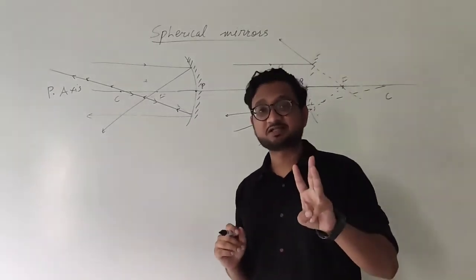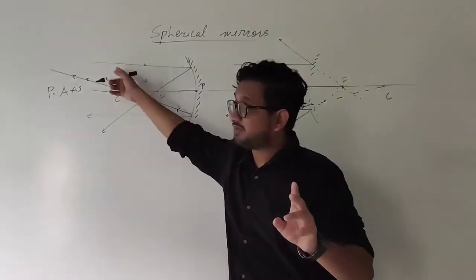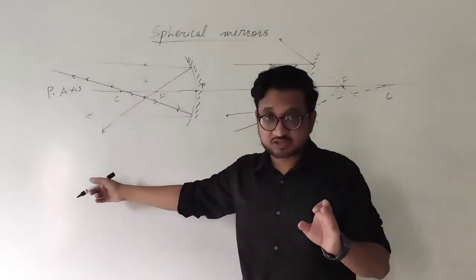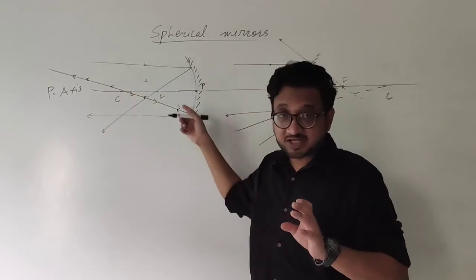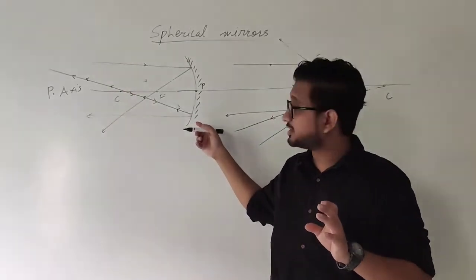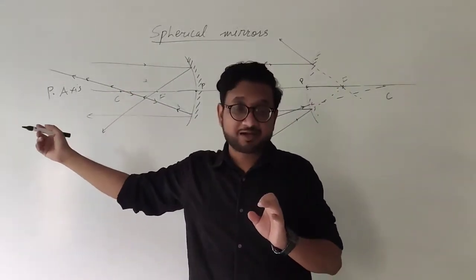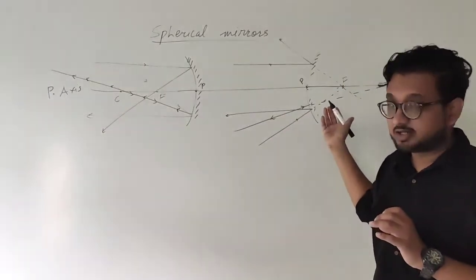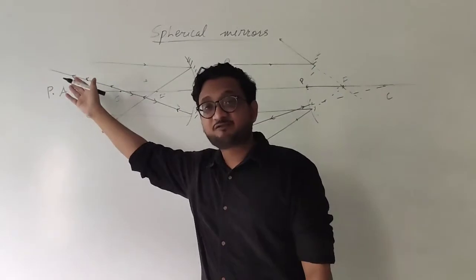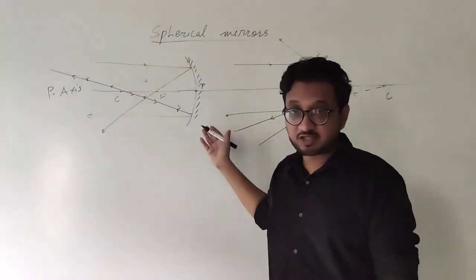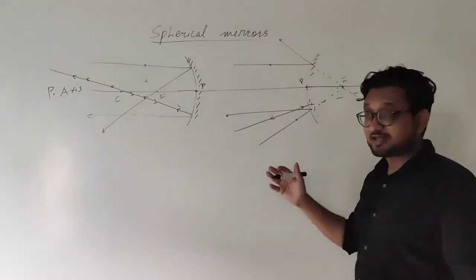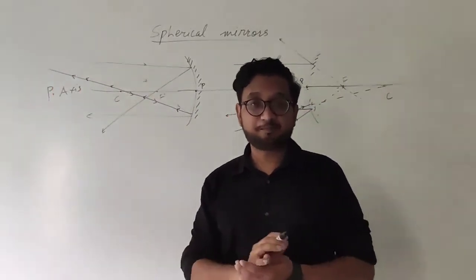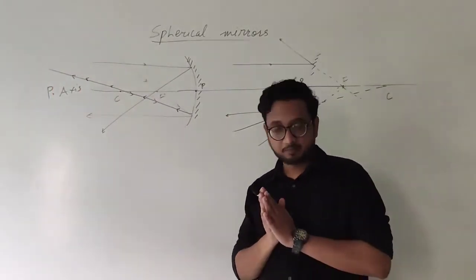So we saw three cases. Let's revise them once again. If it is parallel to the principal axis, then it will pass through focus. If the ray of light is passing through focus and then incident on the mirror, then it will reflect back and become parallel. Same is the case for the convex mirror as well. And the third one is if the ray of light is passing through the center of curvature. In both the cases, it will not reflect here and there. It will trace back on the same path. It will go back on the same path.